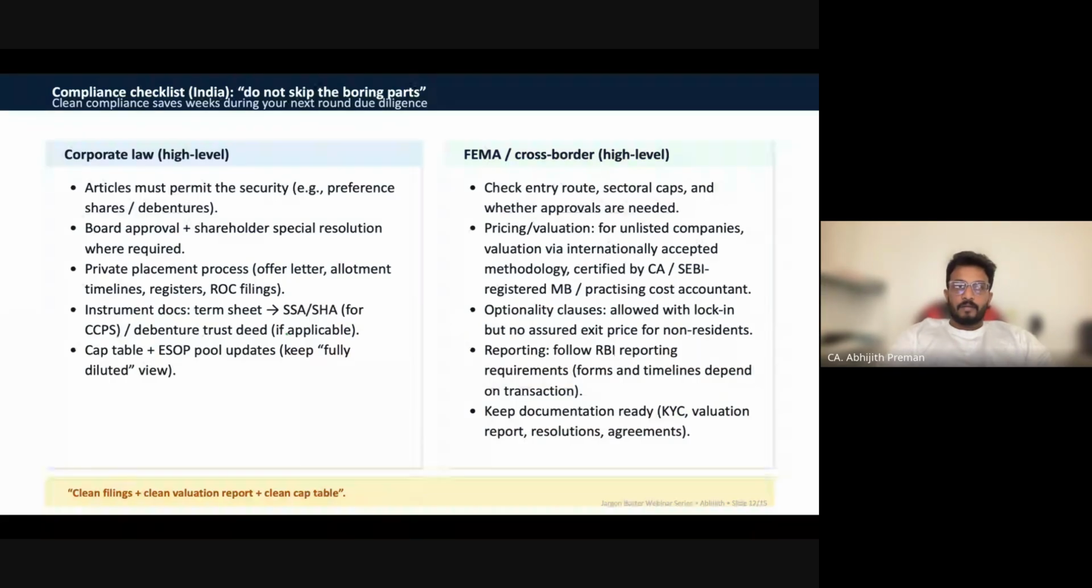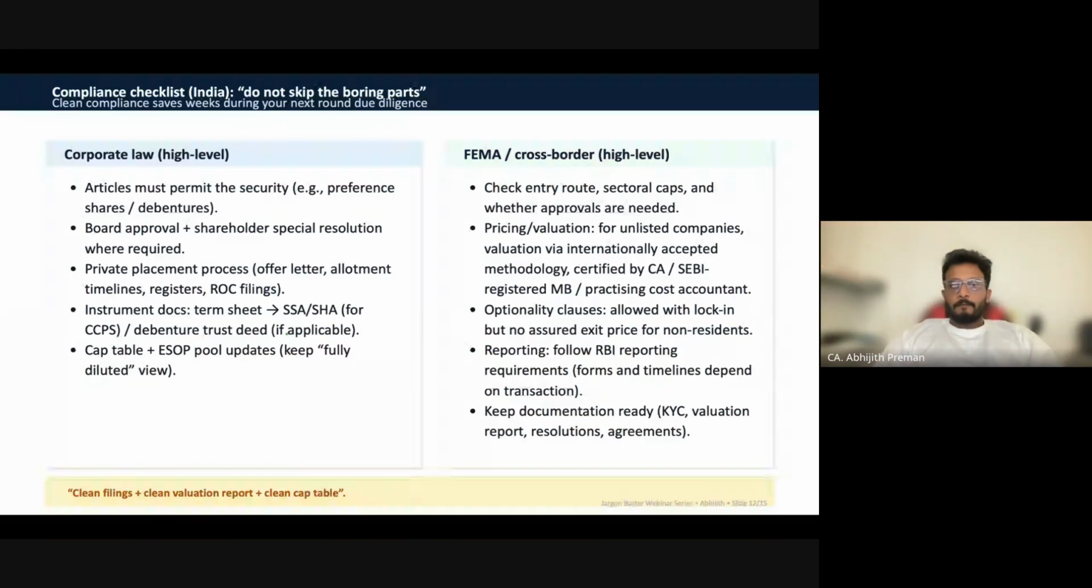Okay, then instrument docs. A term sheet would be there in the initial stage, which gets converted to an SSA, or share subscription agreement, or a shareholders agreement, if applicable. Then cap table plus ESOP pool updates, keep a fully diluted view. That's what I've told already. In a diluted cap table only, you will see what everybody is going to own after everything gets converted to equity. So you need to have a diluted view in that case.